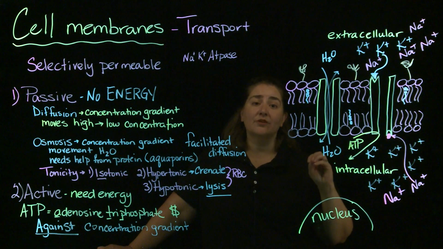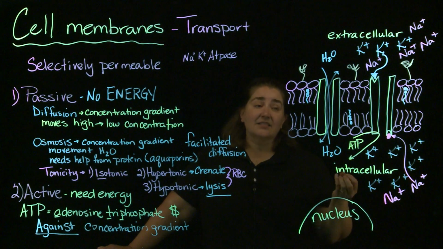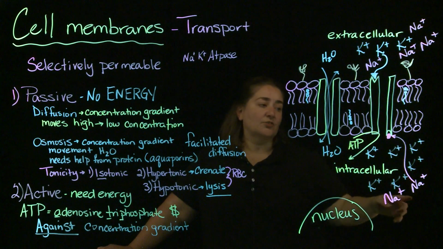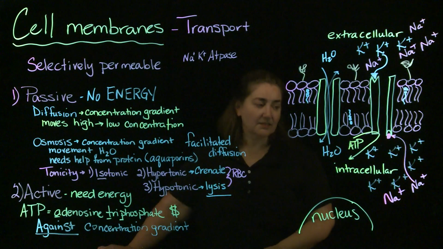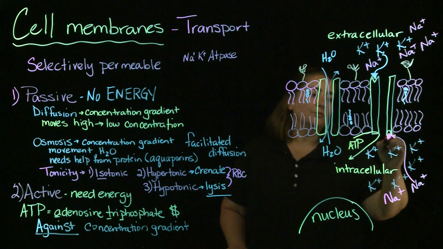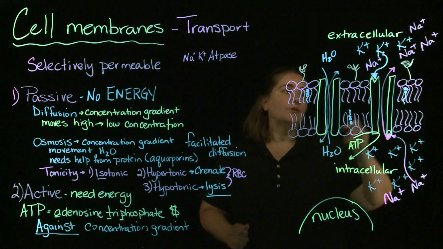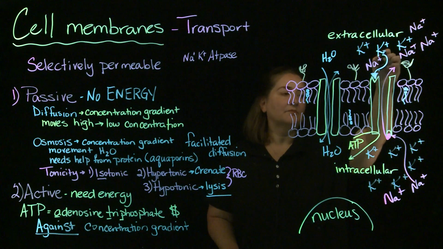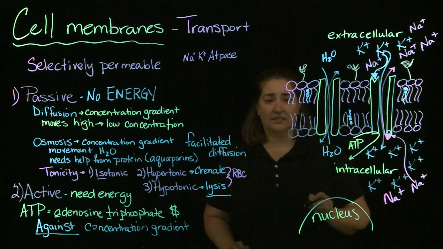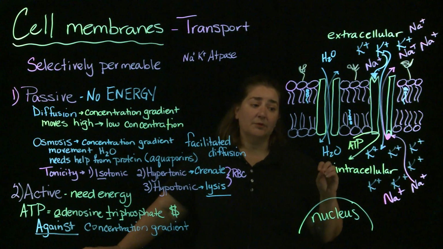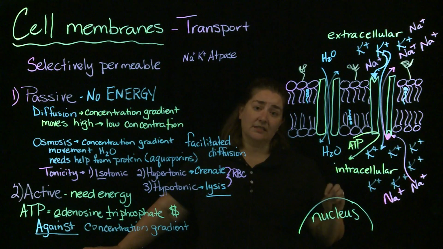You're talking about moving usually ions like sodium and potassium against their concentration gradient. So in this case, we'd move sodium out of the cell, we'd move potassium into the cell. Okay? And that's why the energy needs to be put in. That's why ATP is needed.